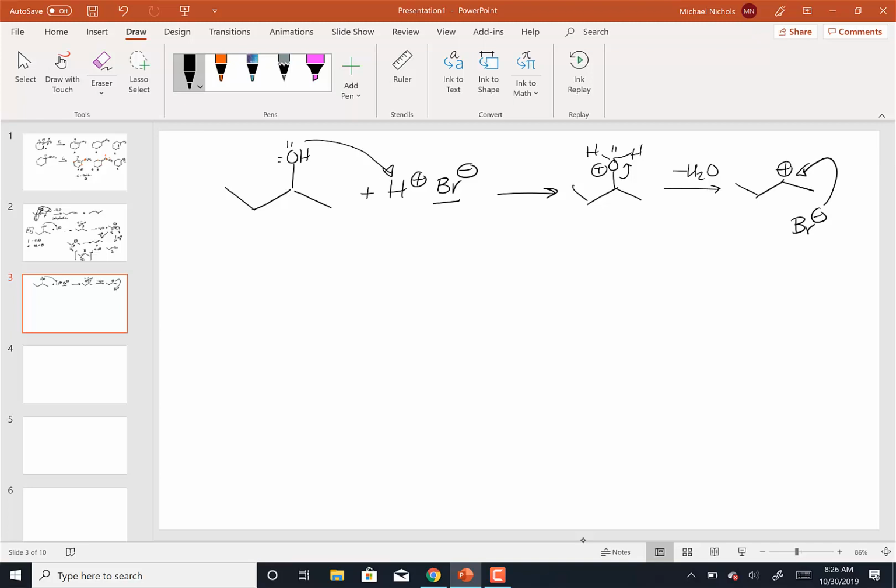It's going to come in and add to the carbocation, so that now what I did was I basically substituted the OH for the Br. So this would become a substitution reaction. Since it went through a carbocation intermediate, it is now SN1. So we would classify this as an SN1 mechanism. It's a 3-step mechanism, but it is SN1.